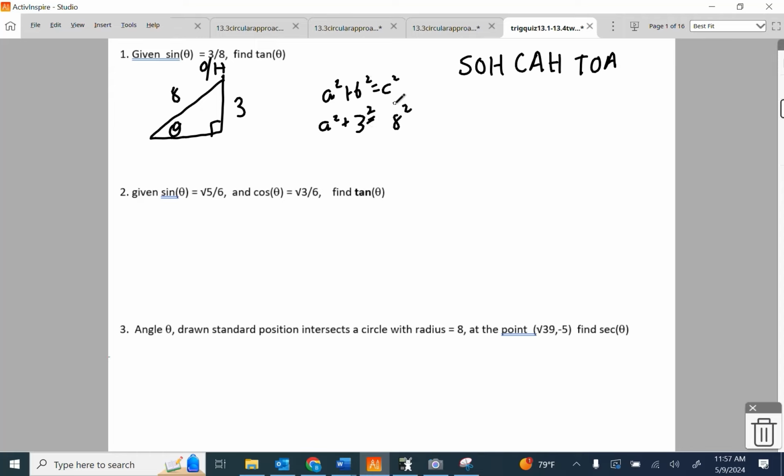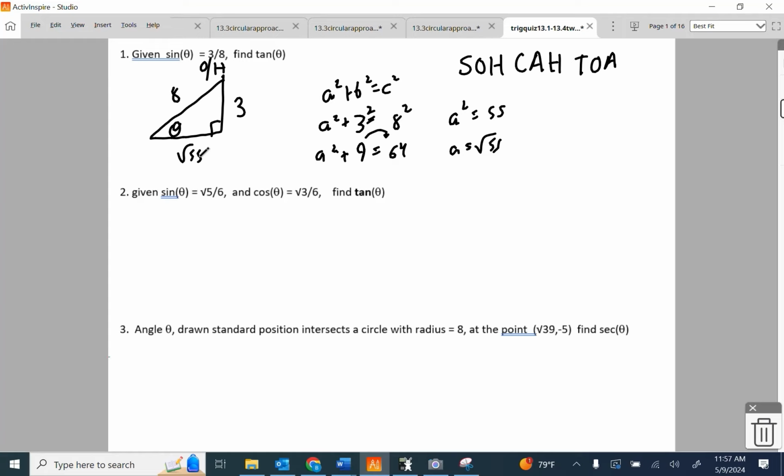And I know that 8 squared is 64. And I know that 3 squared is 9. And I know that 64 minus 9 is a number, probably 55. So a squared is 55, so a is root 55, which does not simplify.